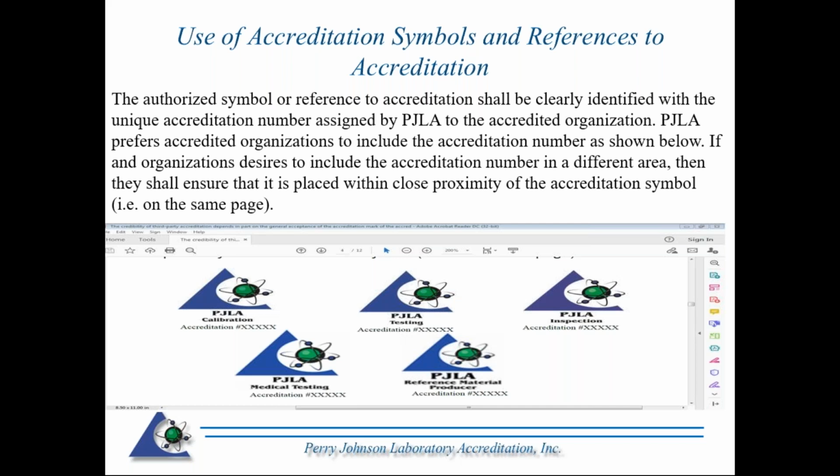All right, taken right out of SOP 3, the authorized symbol or a reference to accreditation shall be identified with a unique accreditation number assigned by PJLA to the accredited organization. PJLA prefers accredited organizations to include the accreditation number as shown below. If the organizations desire to include the accreditation number in a different area, then they shall ensure that it is placed within close proximity of the accreditation symbol. In other words, we definitely would want to see it on the same page, and kind of open to a little interpretation there, that close proximity.